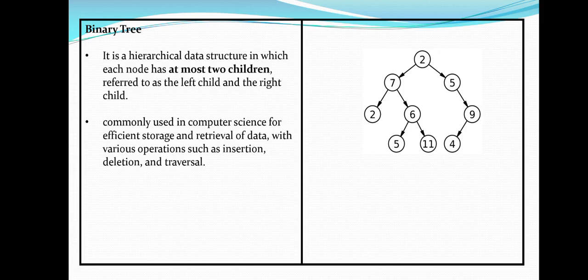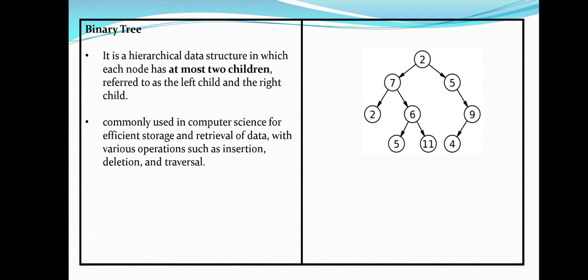The tree is a hierarchical data structure in which each node can have at most two children, referred to as left side and right side. This data structure is commonly used in computer science for efficient storage and retrieval of data with various operations such as insertion, deletion, and traversal. We can see the example on the right side.